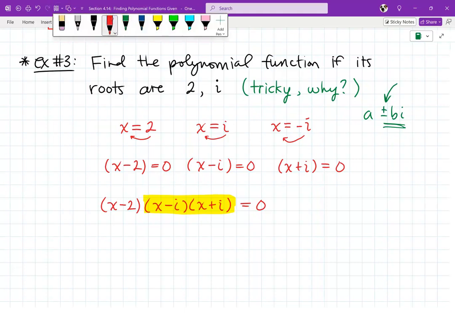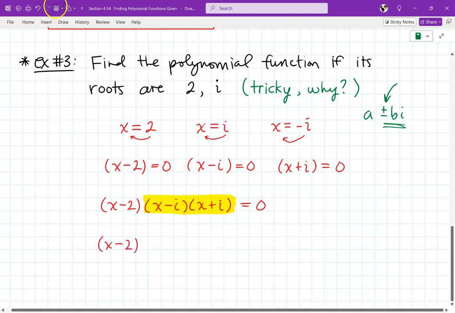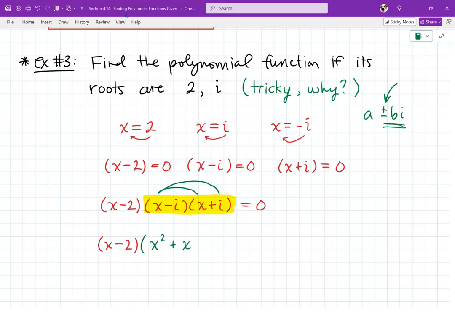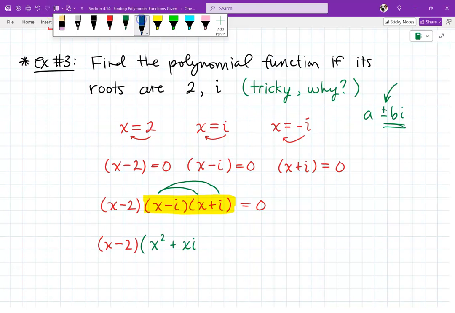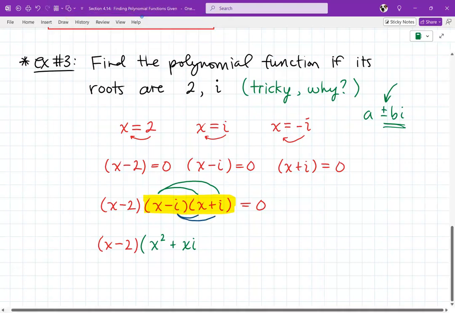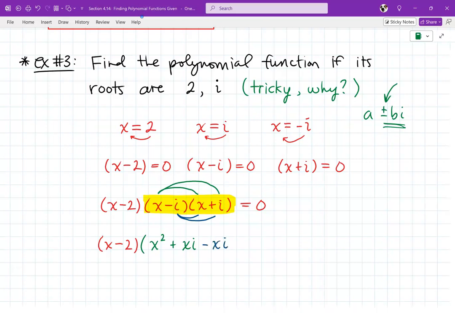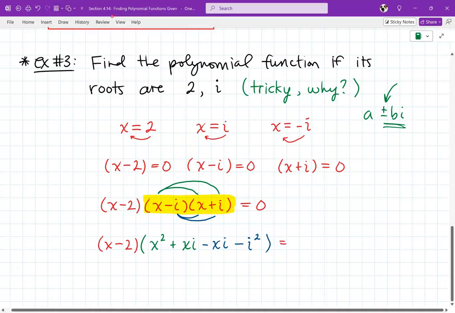So let me put my x minus 2 here. And now let's start multiplying these. So x times x, x times i. That's going to be x squared plus xi when I multiply those. Now let me multiply the other two. Negative i times x and negative i times i. So negative i times x is negative xi. Negative i times i is negative i squared. What was i squared again? A negative 1, right? So don't forget that.